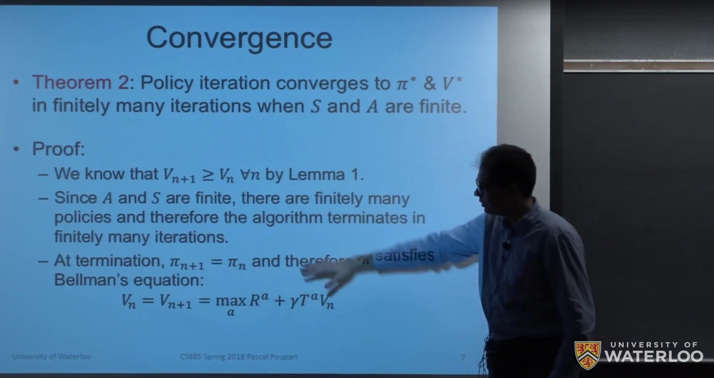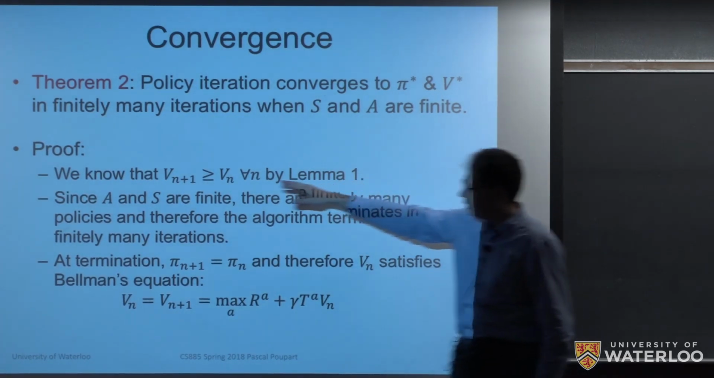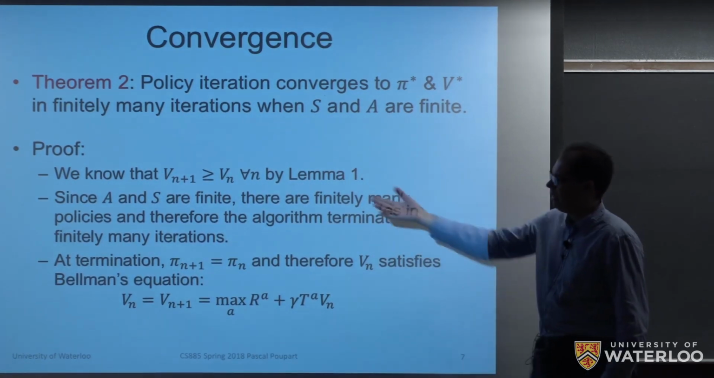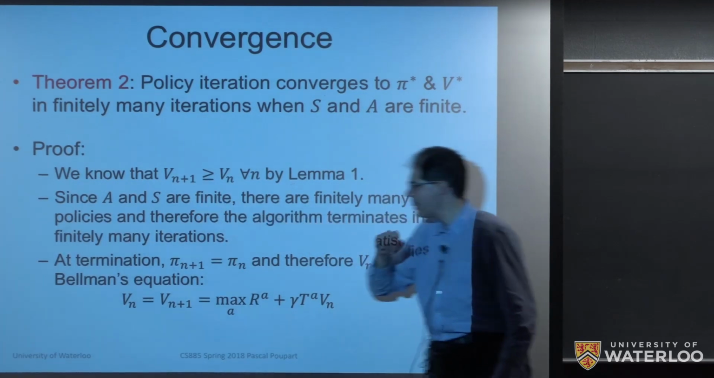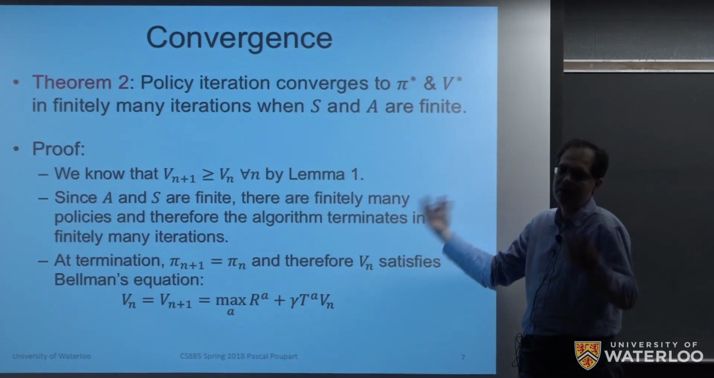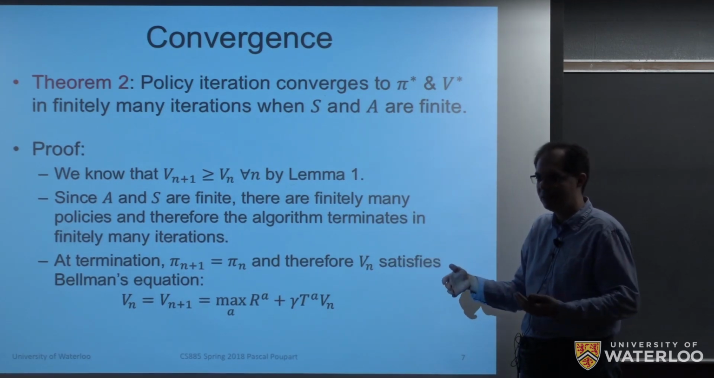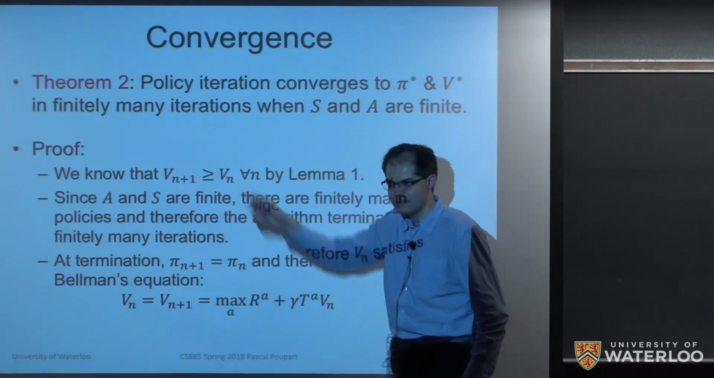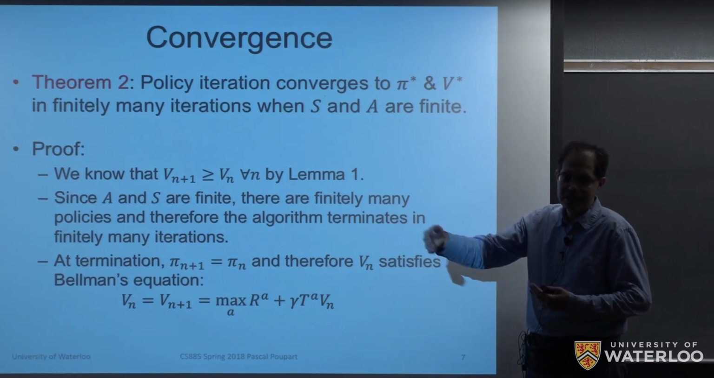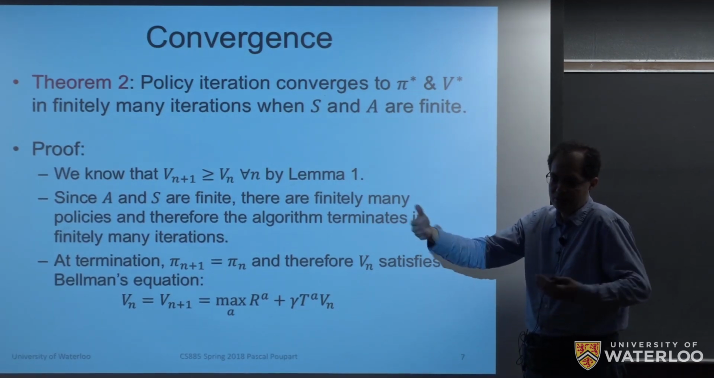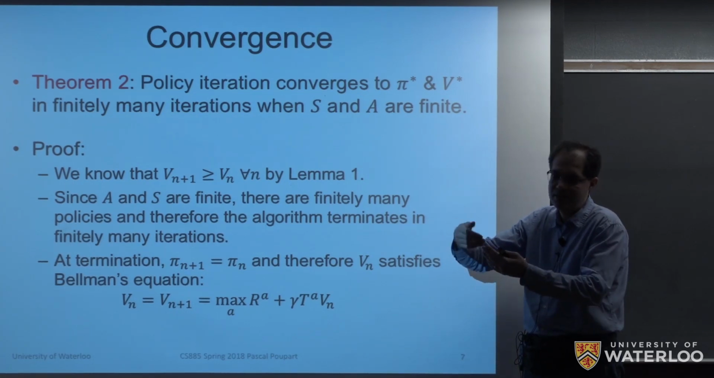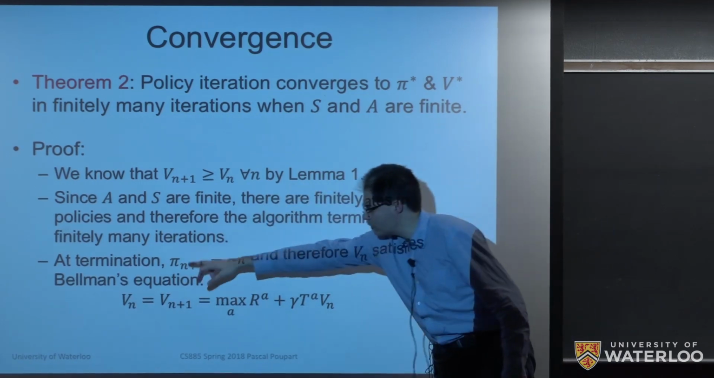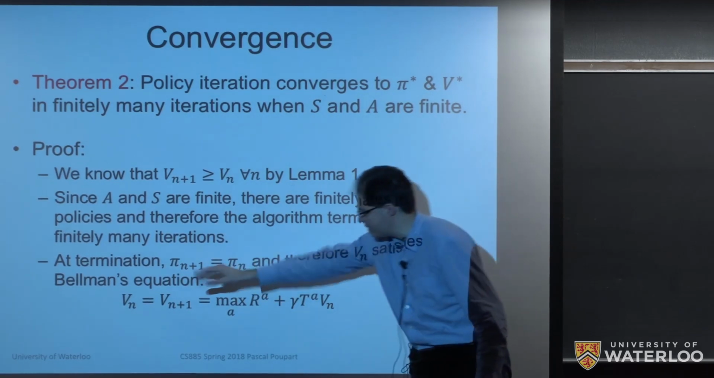Okay, so the proof is fairly simple again. We know from lemma 1 that at every iteration we improve the value function. Now, we also know that if we have finitely many states and actions, then we have only finitely many policies that we could visit in the algorithm. And at every step, I'm going to improve the policy, so I'm going to get a value function that's better. So I cannot visit the same policy more than once. If I visit a policy a second time, then it means that I'm stuck, that I've converged. So at the termination, this is when I will have the same policy twice.